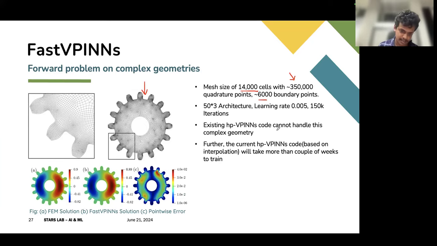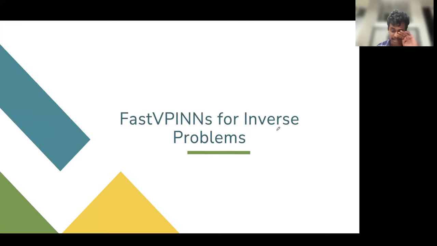So the current implementation of HP VPINNs will not be able to handle this because it's written for uniform geometries. But based on the time taken on the cell looping, it would have taken at least, let's say, 1 week or so to train this problem with 14,000 cells for 150K epochs. But with the current implementation on an A6000 GPU, we were able to solve this within 35 minutes. So then we moved on.